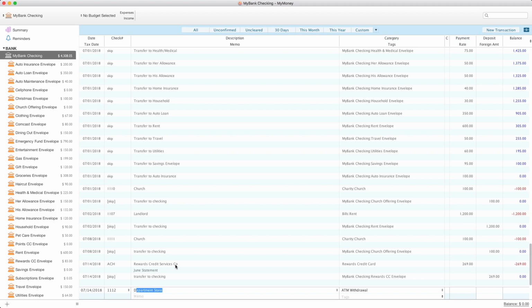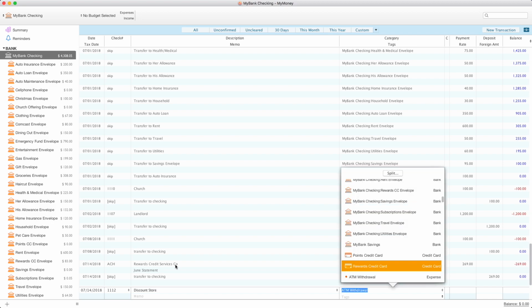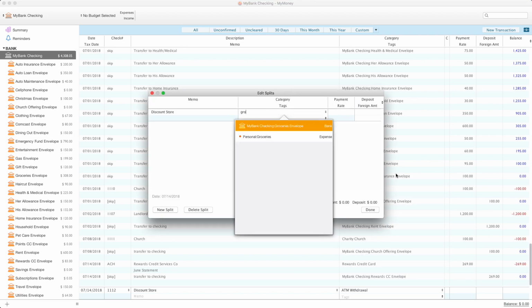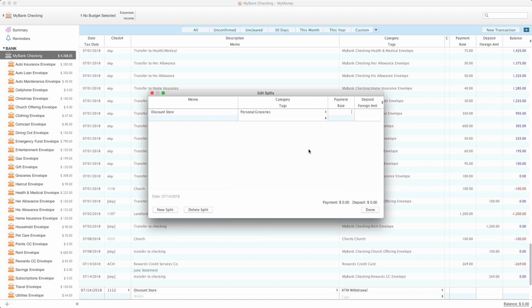And then here we're at the discount store. We're going to make it very easy. We bought $10 in groceries, $10 worth of clothing, and $10 worth of household goods, okay? So at the top here, we're going to click the split button, and discount store, so groceries. So click that, and we spent $10.